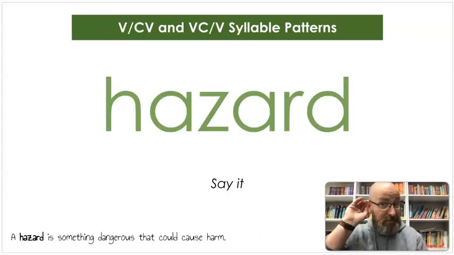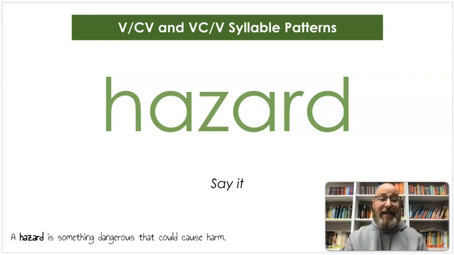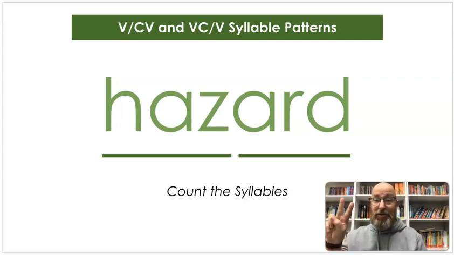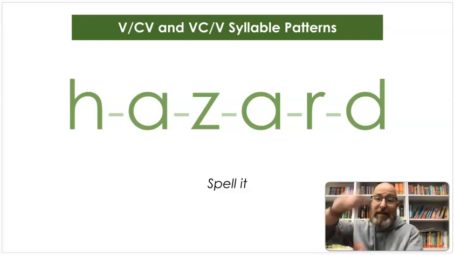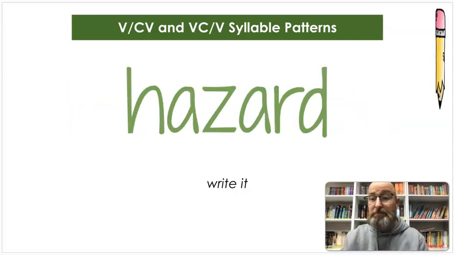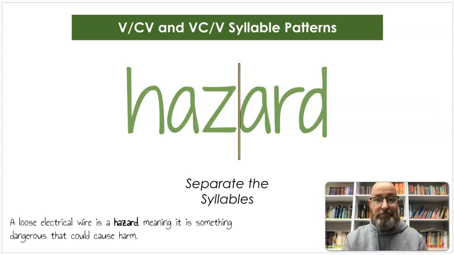Hazard, what's the first word? That's correct. A hazard is something dangerous that could cause harm. Let's count the syllables. Hazard. Hazard. Let's spell it. H-A-Z-A-R-D. Hazard. And now let's write it. And as usual, I'll spell it out loud so you don't have to watch the screen. H-A-Z-A-R-D. Now, where might that line go? After the Z, that's correct. Hazard. A loose electrical wire is a hazard, meaning it's something dangerous that could cause harm.